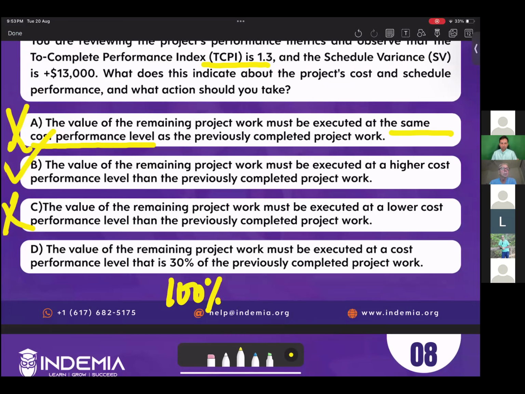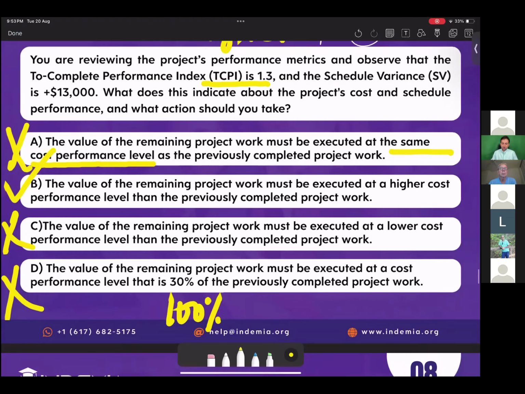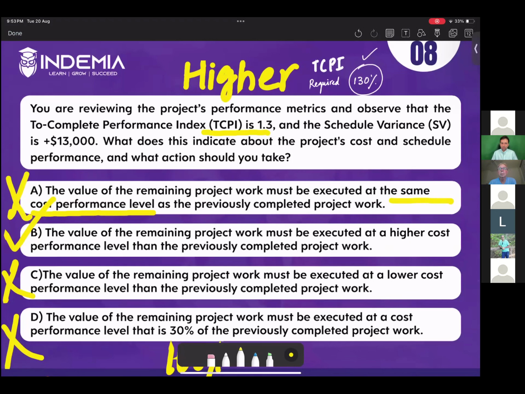If it was mentioned 30% more than, I would have said yes. If it says 30% more, then D would be the right answer. But it says 30% of the previous, means if previous was 100, now you will be proceeding with 30%. So correct answer is option B. You can only complete this project on budget if you perform at higher CPI or higher cost performance level. So B is the right answer.